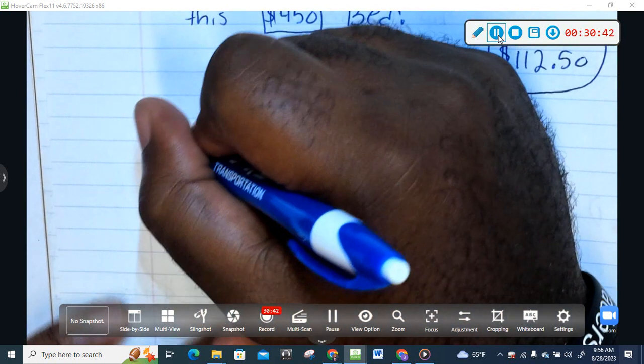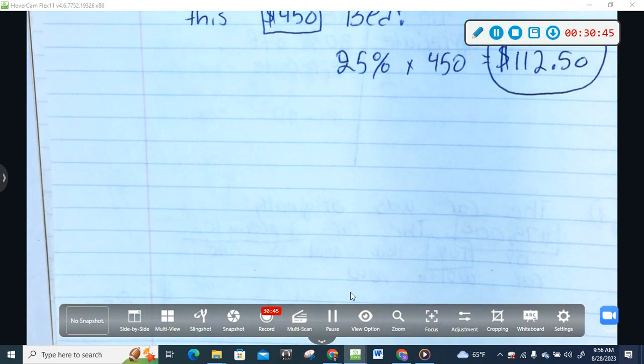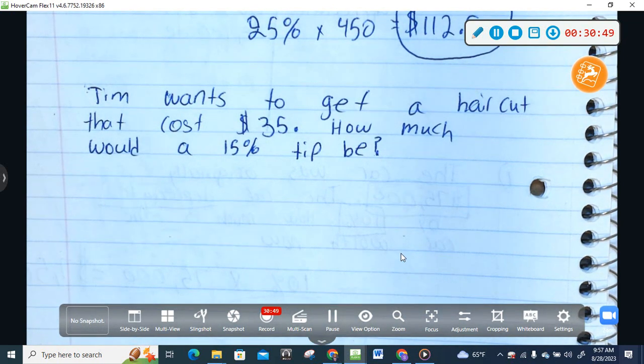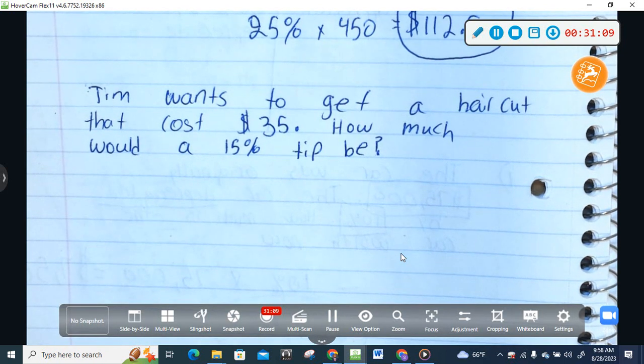All right, let's do another one. All right, here we go. Tim wants to get a haircut that costs $35. How much would a 15% tip be? So remember, they're not asking me how much did he pay. They're asking what is a 15% tip.